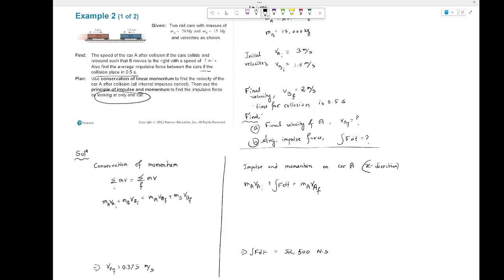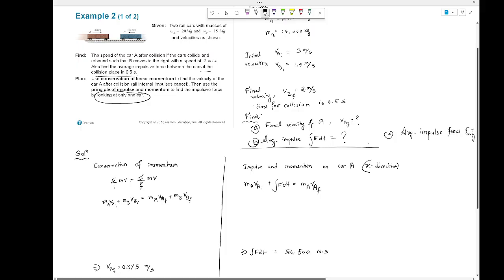Okay, if you know that, then can you find another thing? This is A, this is B. Can you find the average impulse force? The average impulse force is F_avg. You find that value.